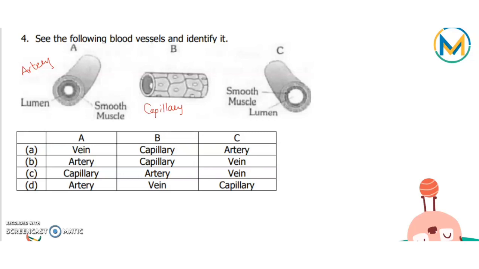Next, C is veins. The blood vessel that returns deoxygenated blood from organs back to heart, and its identity is this large lumen. Now, A, artery, B, capillary, and C, vein. So it's option B. So the correct answer is option B.